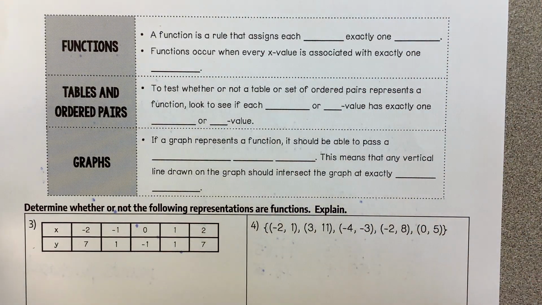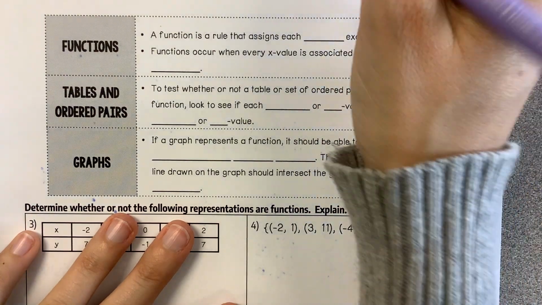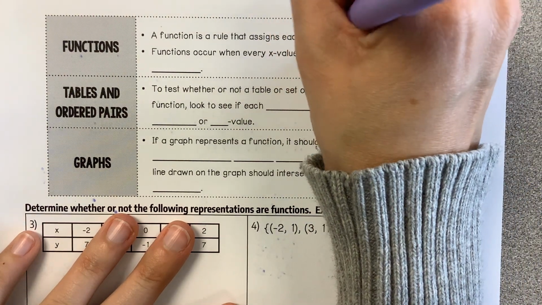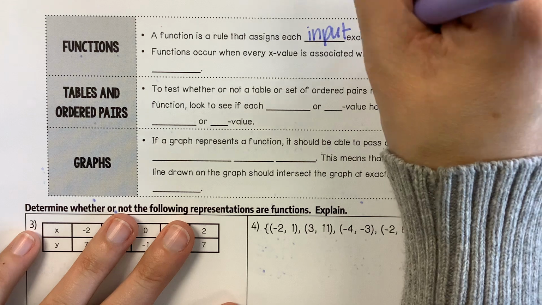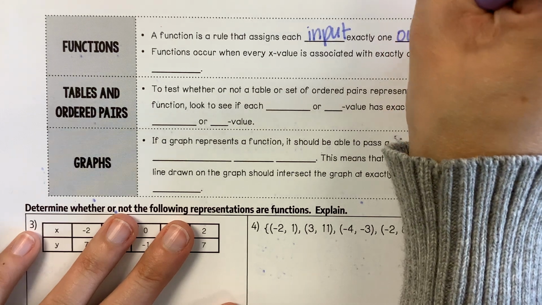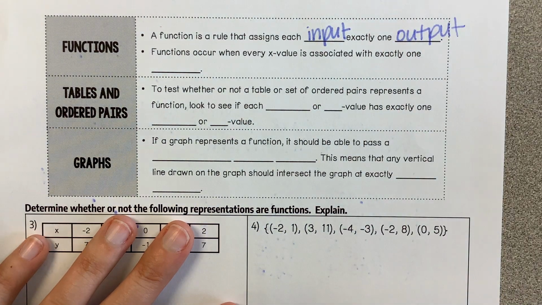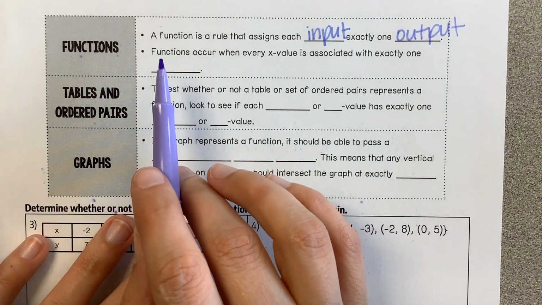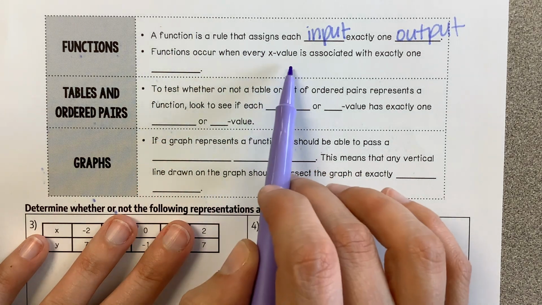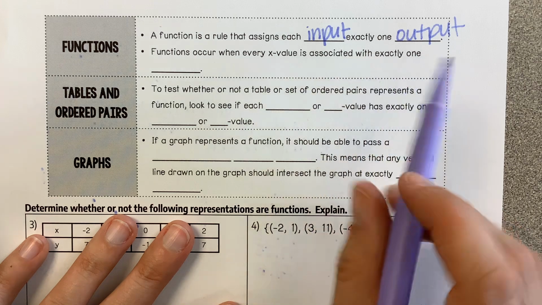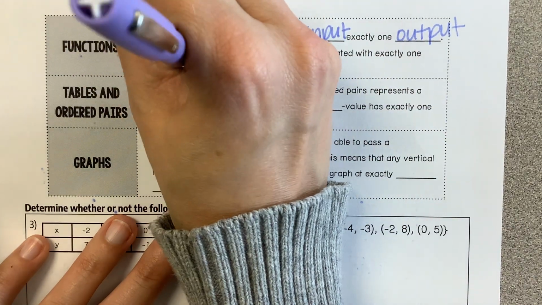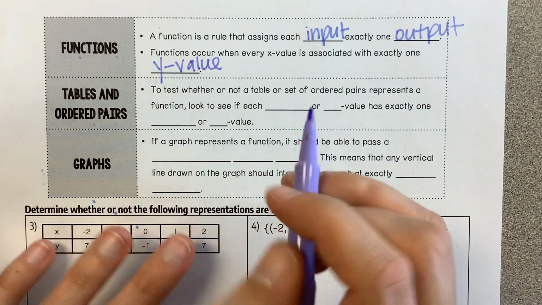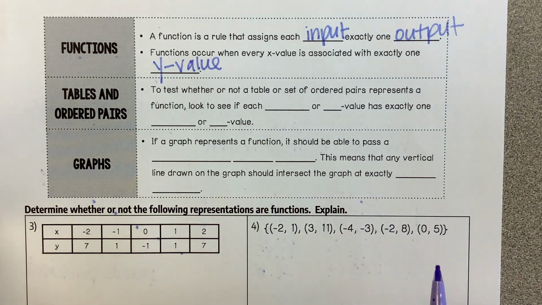Now let's look at some other important terms. So we've got functions. A function is a rule, if we remember, we already have talked about that, that assigns each input exactly one output. Okay, that is important. Functions occur when every x value is associated with exactly one y value. Doesn't matter the reverse way, but it means every x should only have one y.